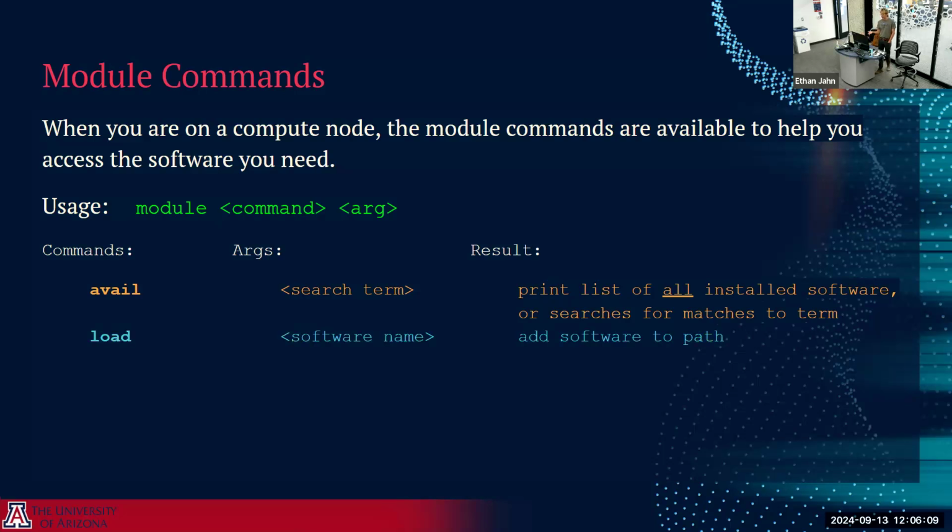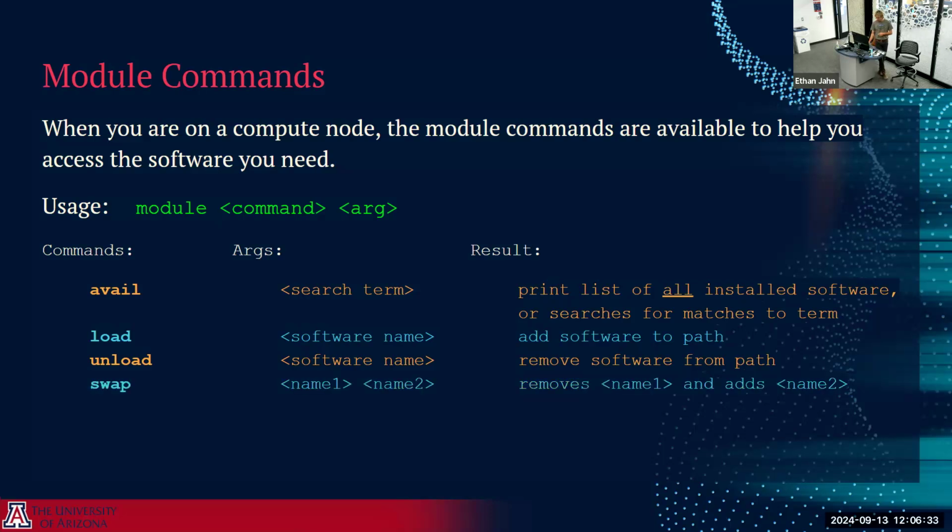Module load will add that software to your environment. So if I want Python, I would do module load Python, and then it makes Python available, or R, or whatever it is. Unload would, of course, do the reverse. So it would remove that from your path. So if there's maybe some type of software conflict, if you have two different versions of something and you want to get rid of one, you would use module unload, and that would get rid of it.